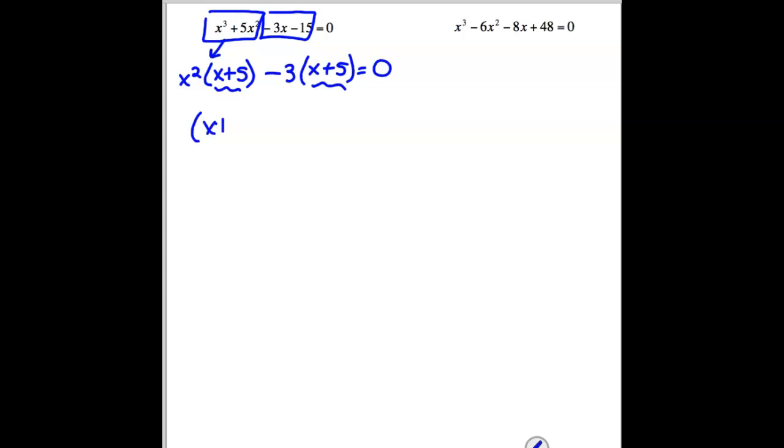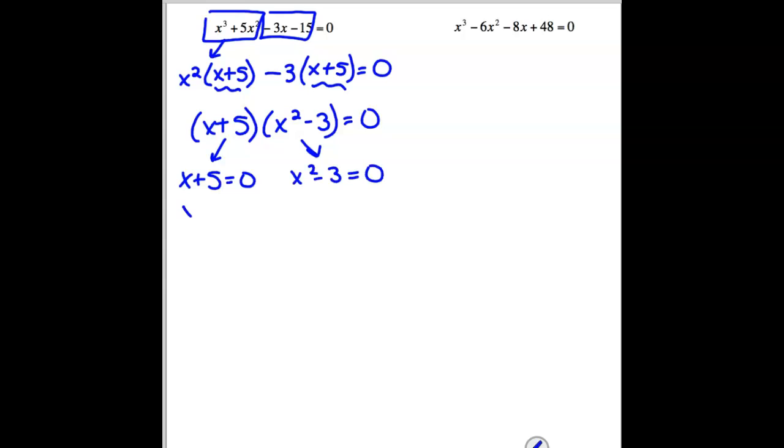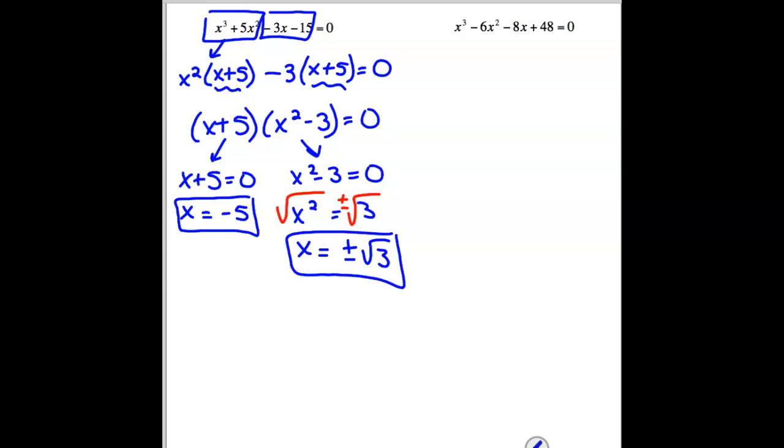Then we regroup. We put our x plus 5, that's common to both, as one of our factors. And we put our x squared minus 3, the GCF pieces that we factored out, as the second one. Setting them equal to 0. And solving. So we're going to subtract 5 to the other side. On this one, we're going to add 3 to the other side. It is an x squared, so we have to square root. So x equals positive and negative root 3 as my last 2 pieces.